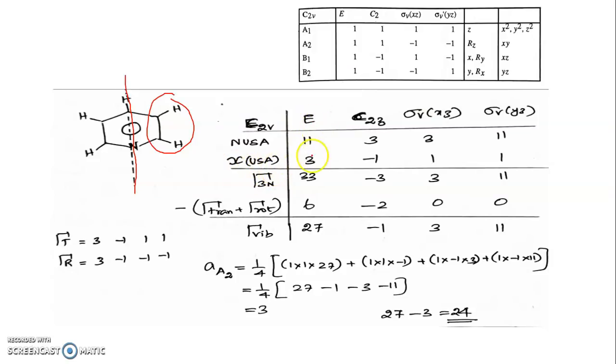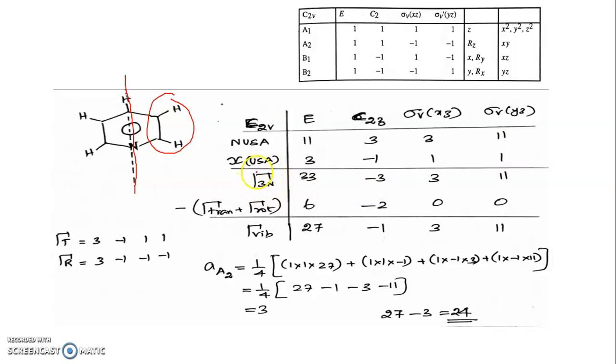Then what is the character per unshifted atom? For identity, the character per unshifted atom is 3. For C2Z it is -1. For any sigma plane, the character is +1, so +1, +1. Now multiply the number of unshifted atoms with the character per unshifted atom. 11 into 3, 33. 3 into -1, -3. 3 into 1, 3. 11 into 1, 11. So these are the characters for the 3n coordinate.